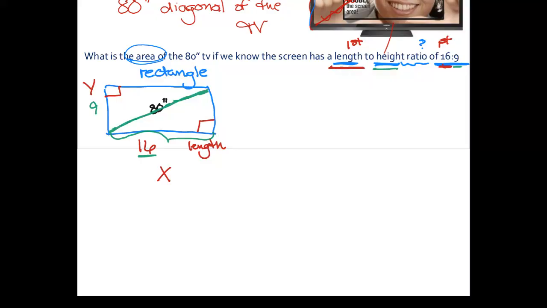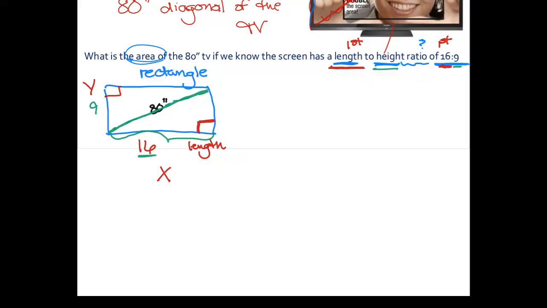SOHCAHTOA works if you have two of the three sides and usually an angle. And usually it is not this angle, not the 90-degree angle. Usually it involves A, B, and C, named by an old Greek guy, starts with a P. Pythagorean theorem. What is that Pythagorean theorem?